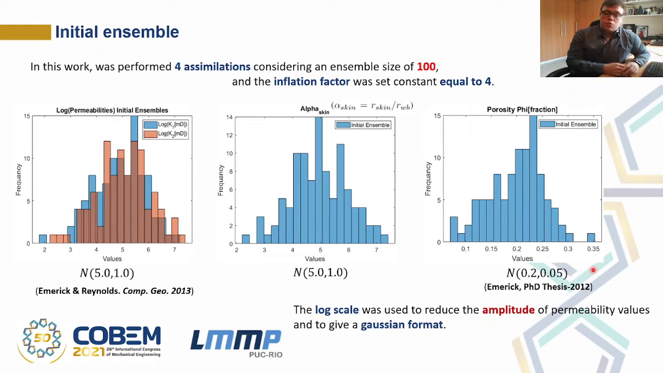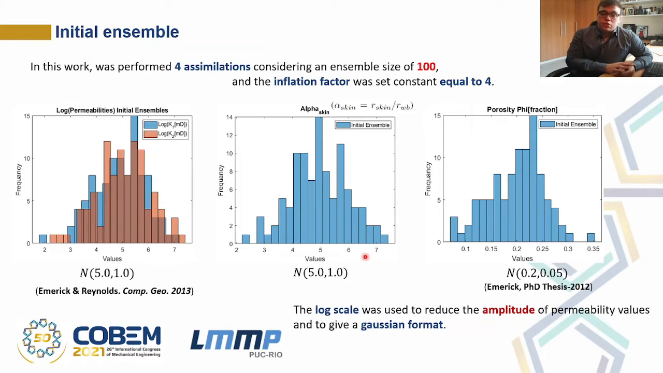The ES-MDA was performed during 4 simulations considering an ensemble size of 100, and the inflation factor was set constant and equal to 4. The log scale was used to reduce the amplitude of the permeability and give the Gaussian format that is required by the method. To create the initial distribution, a normal distribution with mean 5 and standard deviation 1 was used for both log permeability and for the alpha skin.